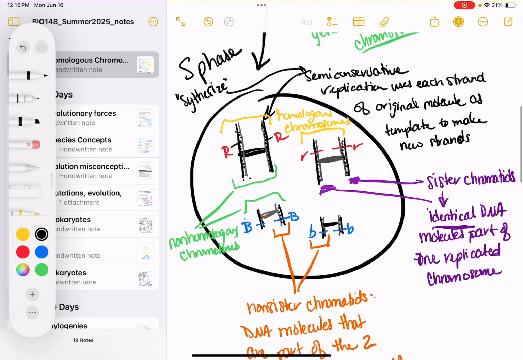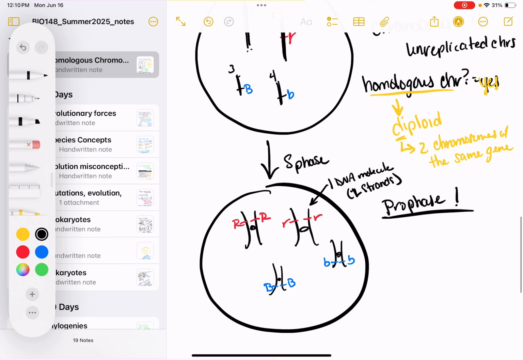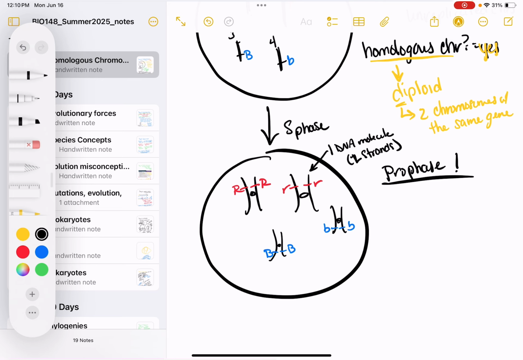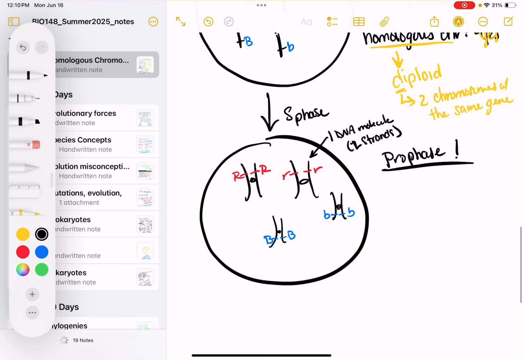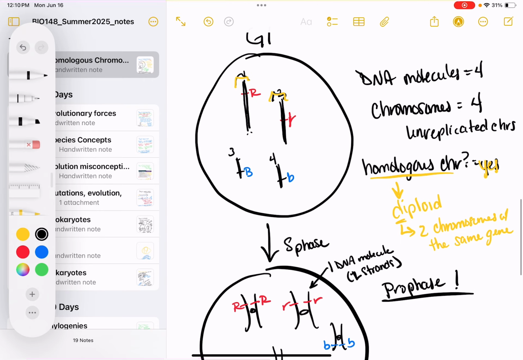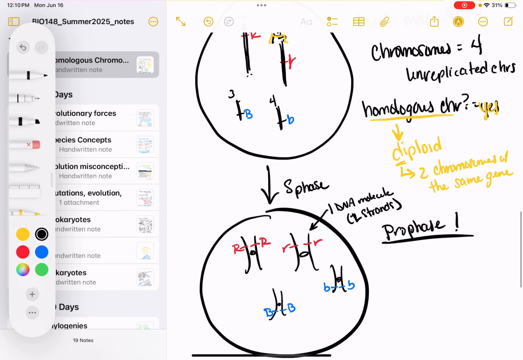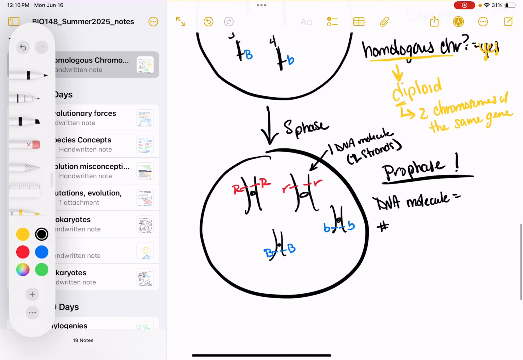Now, additional things happen, like histones will help out with this and other proteins to condense them down. So here I'm just showing a single line as 1 DNA molecule, but remember that it is still 2 strands. We're going to ask these same questions. I'm going to ask about the DNA molecule number, the number of chromosomes, and whether or not homologous chromosomes are present, and that will help me determine if it is something that we call haploid or diploid.